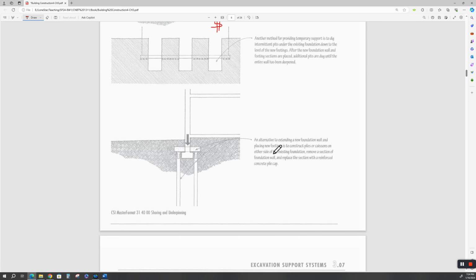An alternative to extending a new foundation wall and placing new footings is to construct piles or casings on either side of the existing foundation, remove a section of the foundation wall and reinforce a concrete pile cap. Try to pin this with an external concrete slab. Now, in order to do this, you got to dig down here, and you got to dig underneath this slab. You have to. I don't care what the guy who's selling this to you says. All this crap has to be removed to get in here to drill this.